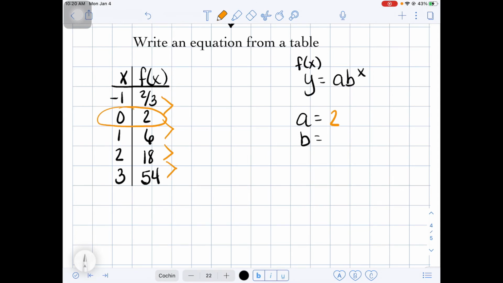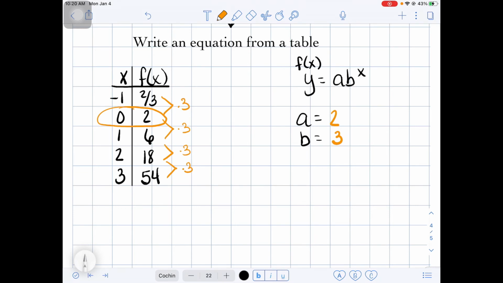So I would not start with 2/3 to 2 and ask what did I do to multiply? Sometimes that's a little tougher. So look at 2 to 6. What did I do to go from 2 to 6? 2 times what is 6? Well, that's 3. And 6 times 3 is 18. So I know that 3 is my growth factor. So that's my value for b, is 3.